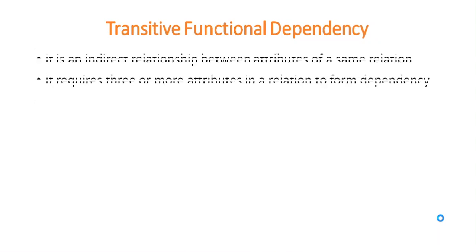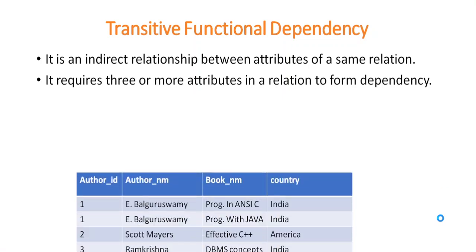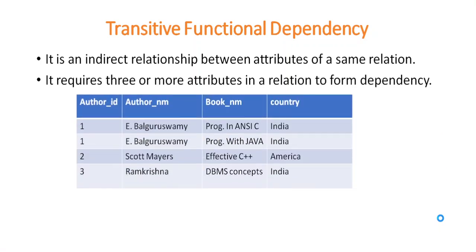And the last type of functional dependency is transitive functional dependency. So what is transitive functional dependency? It is used to give an indirect relationship between attributes. They are not directly dependent on each other. The functional dependency is indirect. So let's take this example. This example consists of author ID, author name, book name and country. These 4 attributes are given.